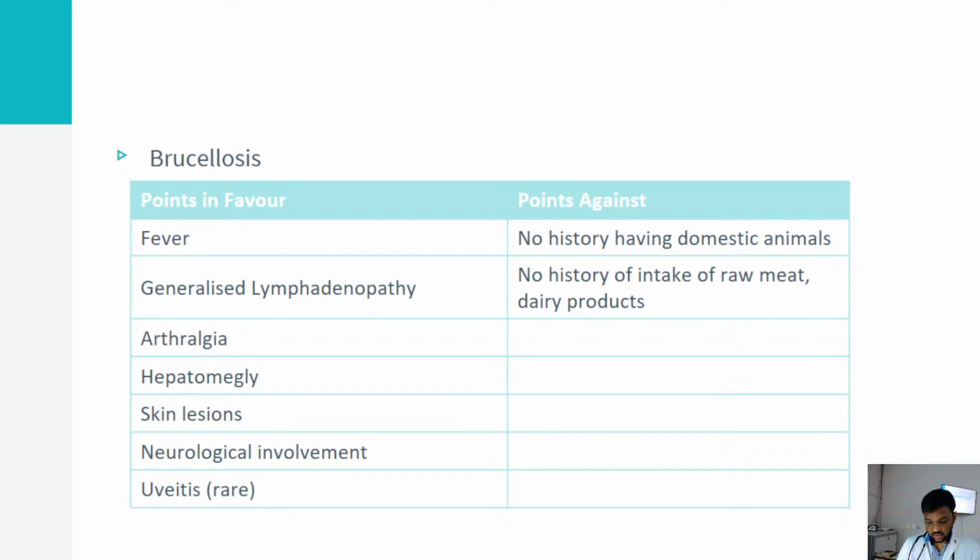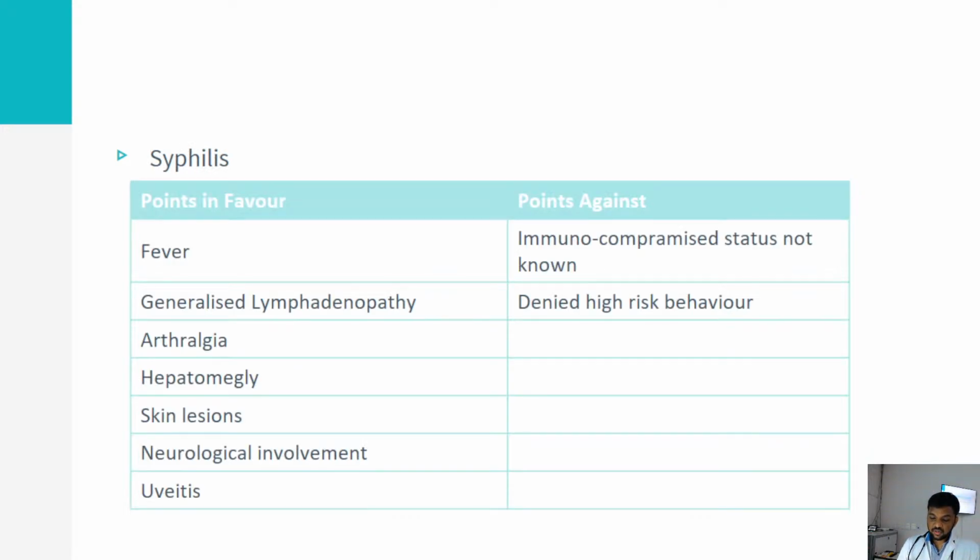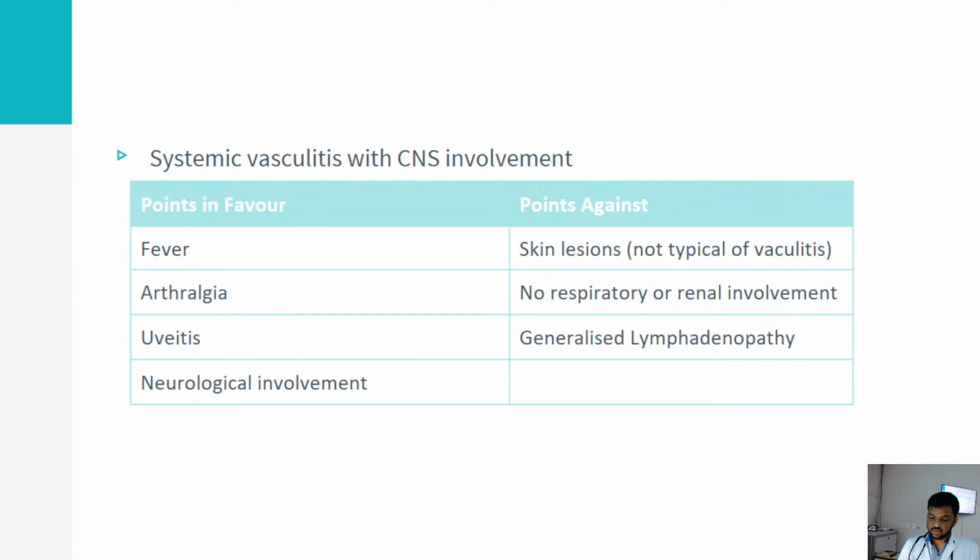Brucellosis: all these features can be present, a fever, generalized lymphadenopathy, arthralgia, hepatomegaly, skin lesions, neurological involvement. Uveitis can be present, but it is a rare involvement in brucella. There is no history of having domestic animals and no history of intake of raw meat or raw dairy products. Syphilis: he has fever, generalized lymphadenopathy, arthralgia, hepatomegaly, skin lesions, neurological involvement, as well as uveitis, but immunocompromised status due to any disease was not known, and he had denied high risk behavior.